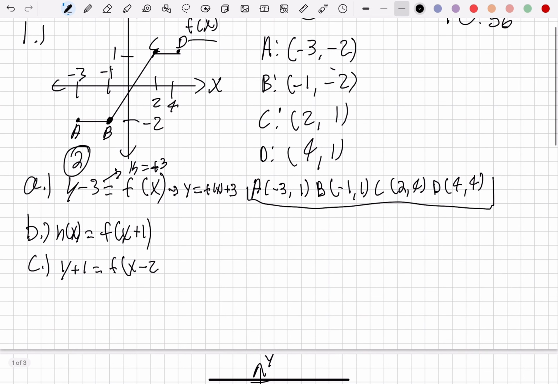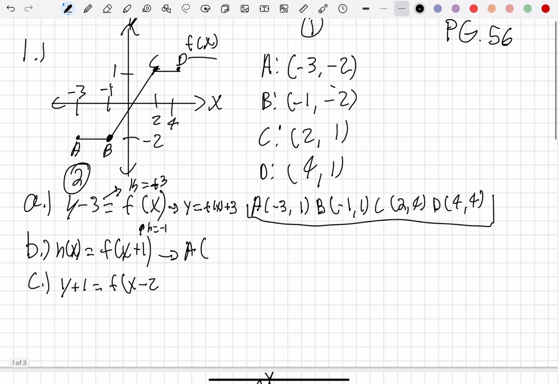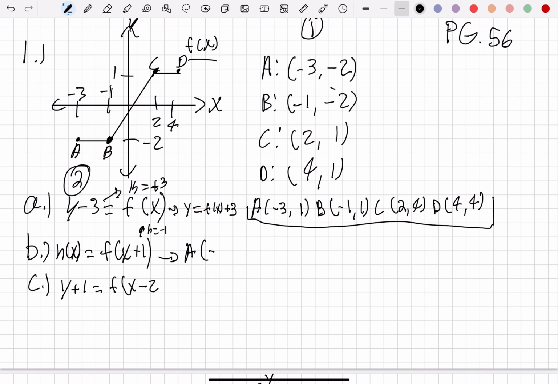We now look to B, and we see that we have an h value of negative 1. Because again, the standard form is with a negative. So in order to get a positive, it needs to be x minus negative 1, which then obviously turns into x plus 1. So now we take all of our points and we subtract 1 in the x. So for example, A will now become negative 4, negative 2. B is going to become negative 2, negative 2. C is going to become 1 and 1. And then D is now going to become 3 and 1.